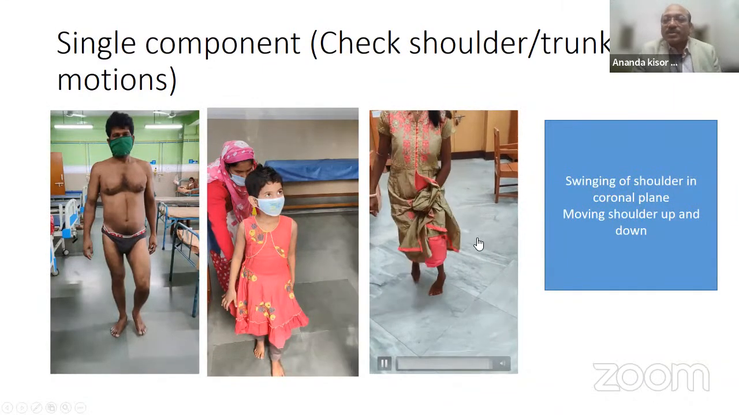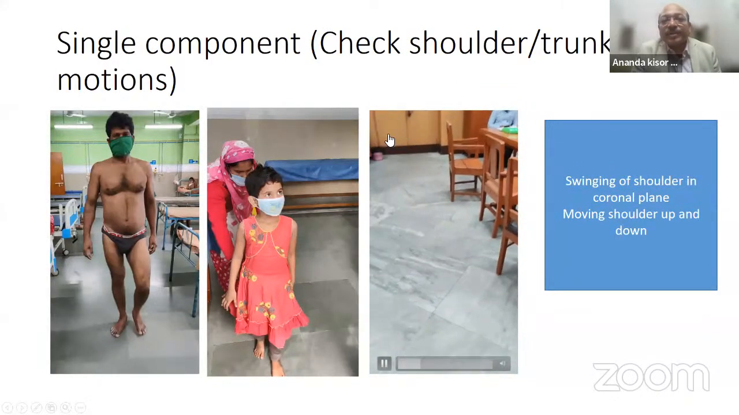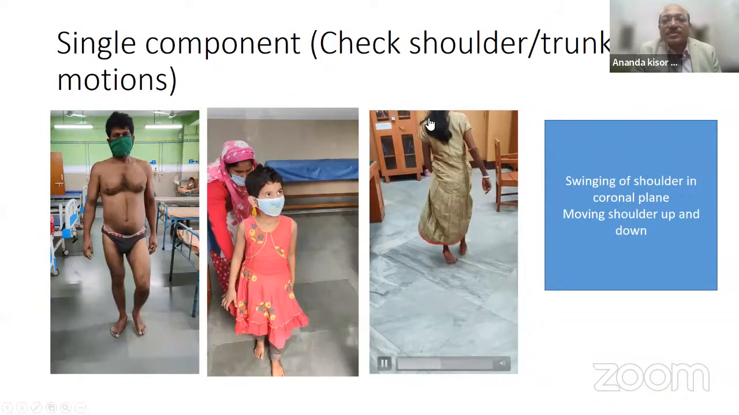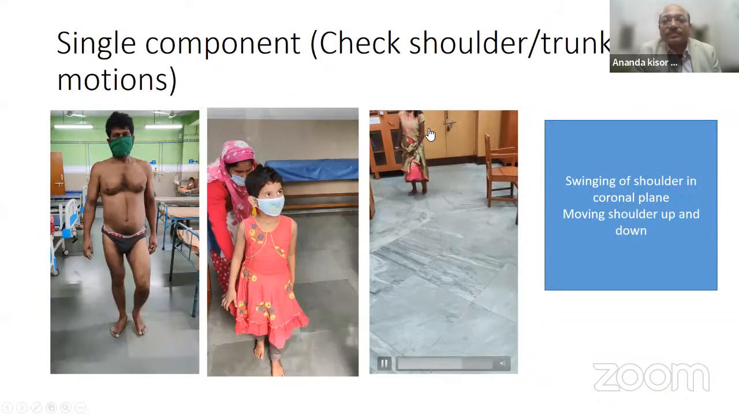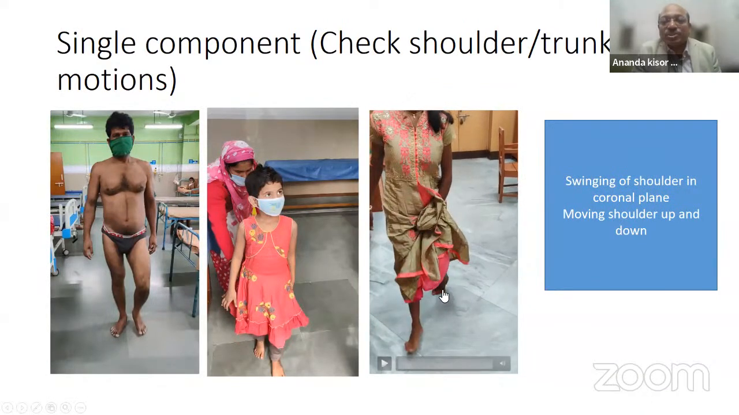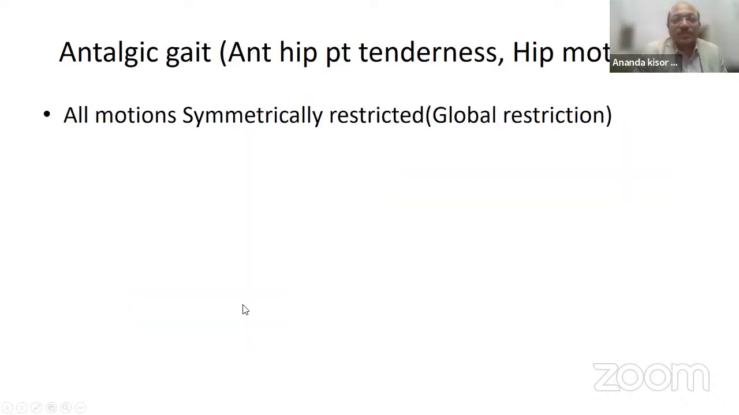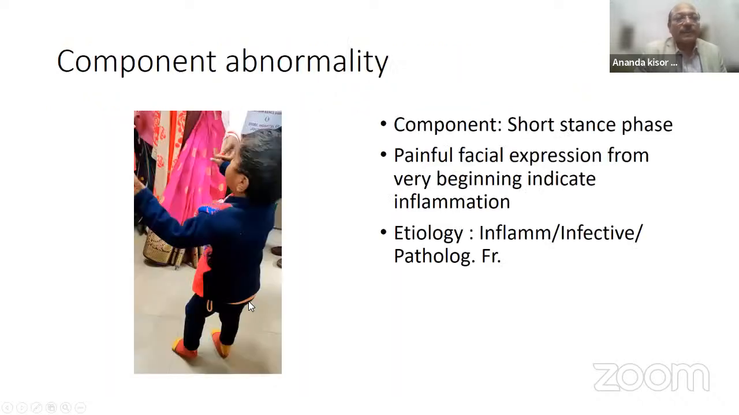But check this one. The movement is going up and down. As you can see here, check this movement. The movement is going up and down, and see the foot. There is definitely a short limb gait. So there is a single component. In that case, if we check the shoulder and trunk motions and also the foot, that is sufficient. But see this component abnormality, as you can see here.